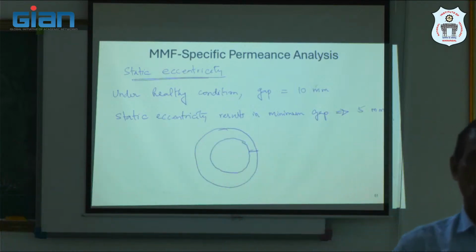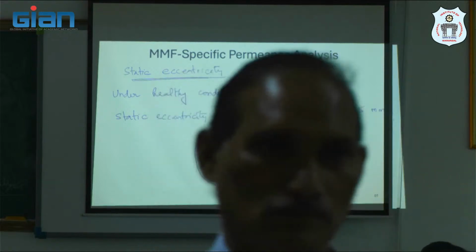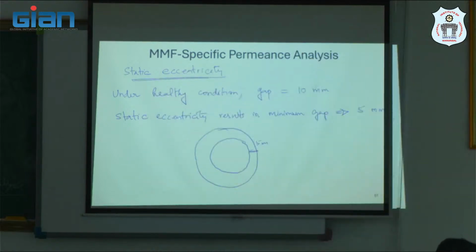So this distance is 5 mm. Initially the distance was 10 mm. Now the stator's center has got offset in such a way that the distance has reduced on one side to be 5 mm. So what would be the distance of the other end? 10 plus 5, right? 15 mm. So the minimum gap has now become 5 mm.